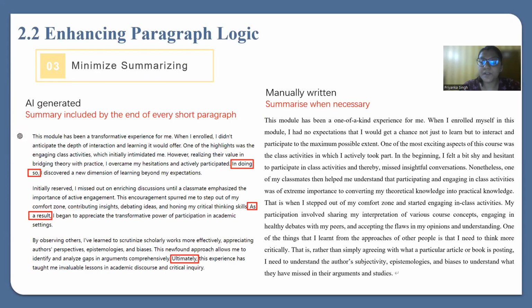Now let's focus on minimizing unnecessary summarizing. For instance, the AI-generated paragraph on the left repeatedly summarizes points, making the content feel redundant. Instead, manually written content summarizes only when necessary, thus providing a clear and concise conclusion wherever appropriate.